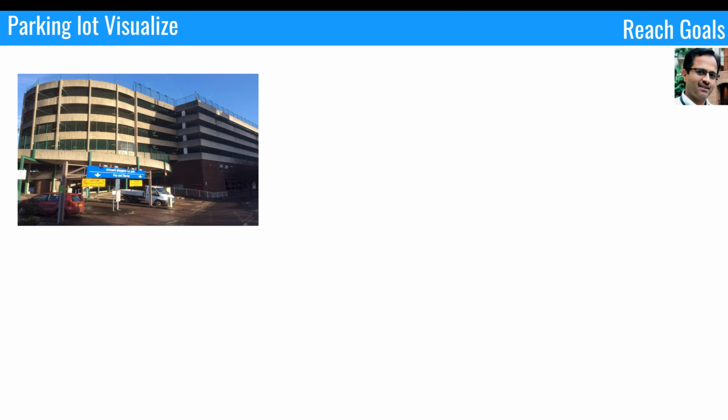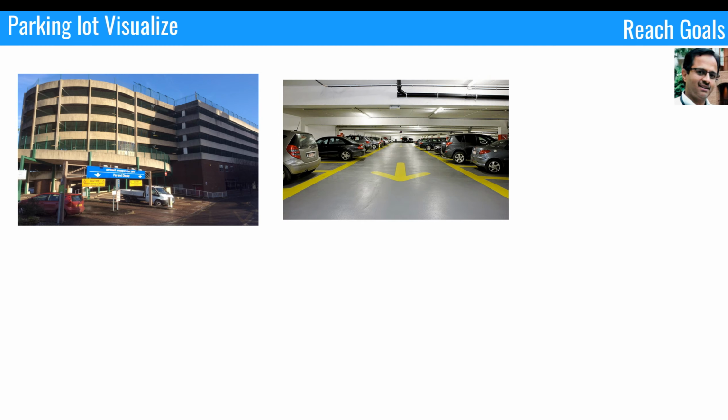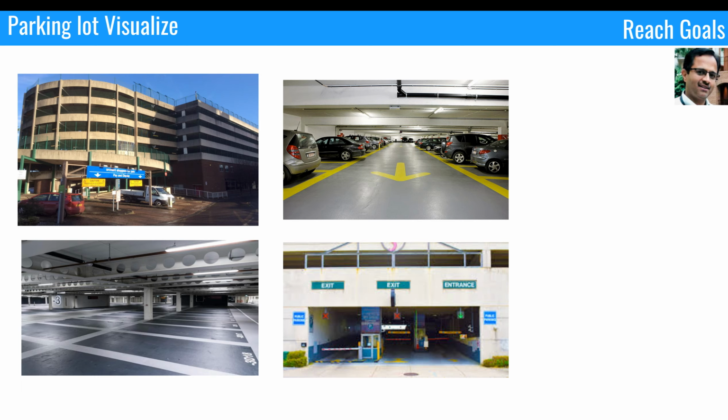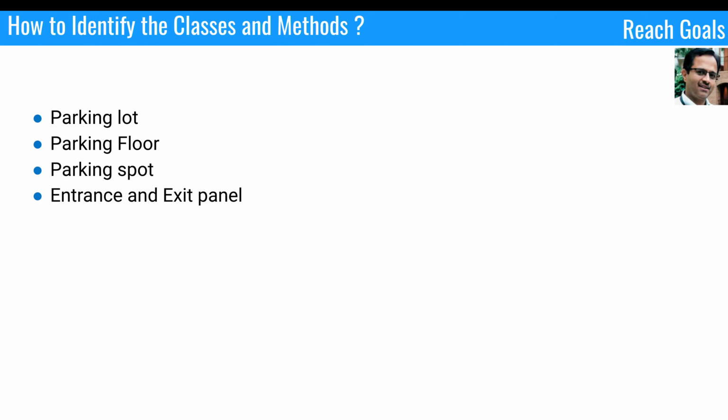When you mentally visualize or drive into the parking lot, you will see the picture which is on the screen. You will also see the parking floor, the parking spots, entrance and exit panels, and the parking tickets as well. The next challenge is how do you identify the classes and methods? What you have seen or visualized in the previous screen, like parking lot, parking floor, parking spot, entrance and exit panels, parking tickets, becomes a class.